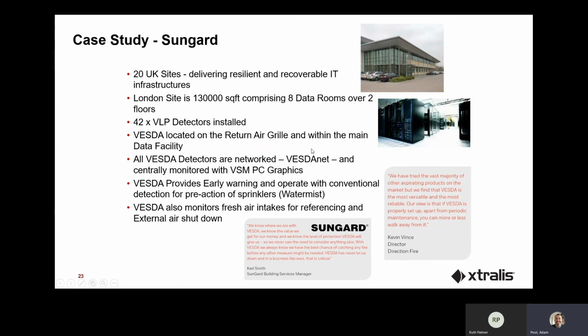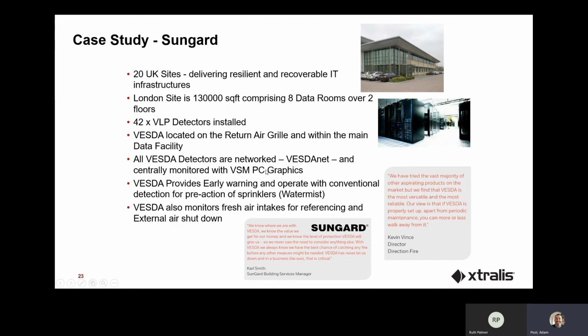Also on this one, we're using VESDAnet. VESDAnet is the way we can join all VESDAs together. It's separate to the fire alarm loop. So the VESDA still interfaces to the fire alarm through the fire alarm loop, but VESDAnet allows the benefits of using VSM-PC graphics, so having a central monitoring of the VESDAs within that space.